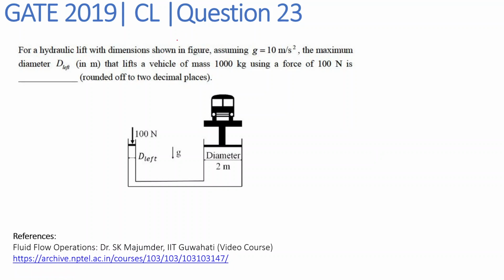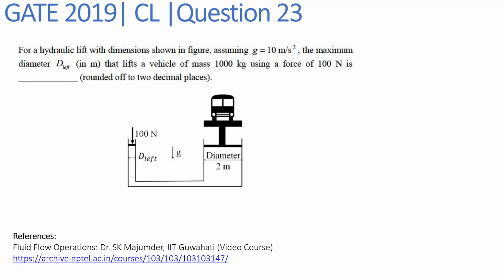Now let's take a look at question number 23 from GATE 2019. In this question, we have been given a hydraulic lift with dimensions shown in figure. Assuming g equal to 10 meter per second square, the maximum diameter d left that lifts a vehicle of mass 1000 kg using a force of 100 Newton is dash. So this is a fairly easy question and a very basic one.